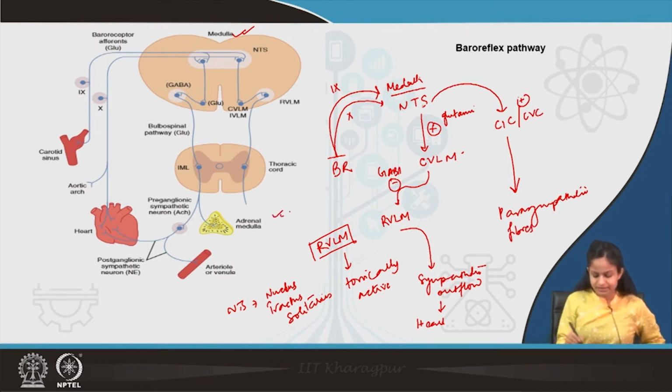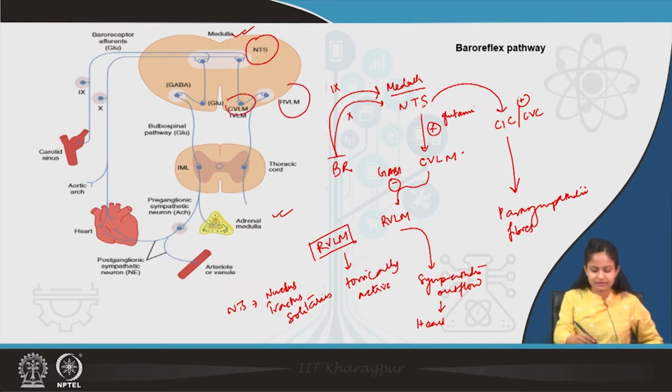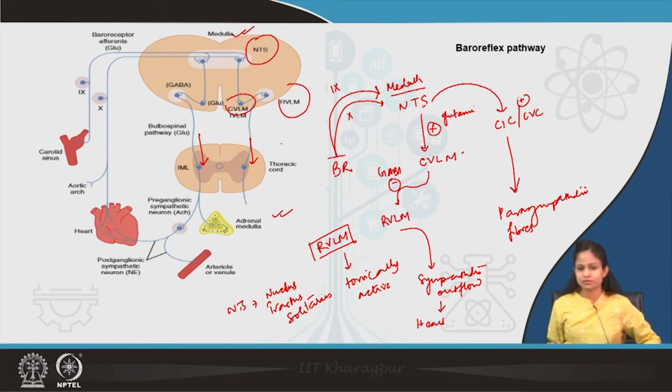So, this is a simplified diagram, and this is nothing but the baroreceptor reflex pathway, which is shown in the figure. Nucleus tractus solitarius, RVLM, CVLM, the glutaminergic fibers, and the GABA fibers have already been told to you, and the pathways are the sympathetic fibers and the parasympathetic fibers going to the myocardium and the blood vessels. Now, we will see how these baroreceptors are acting.